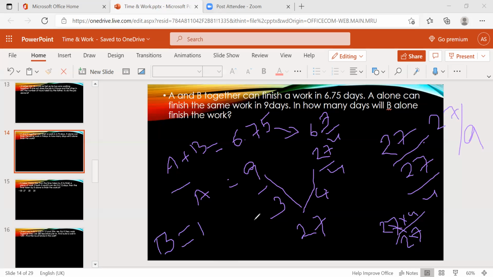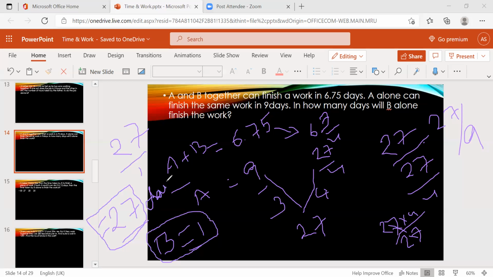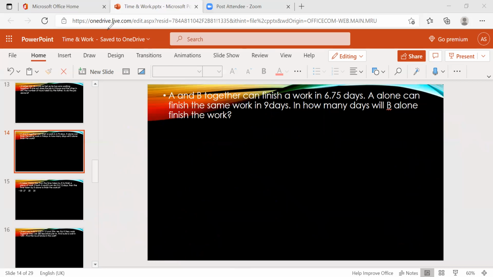And what is the total units? So B can eat 1 apple in a day. Okay, how many apples is there totally? 27 apples. So 27 apples by 1 is nothing but 27 days. 27 days. Okay, done. Right? So this is that. Clear? Now, hope you understand. Then move for the next question.